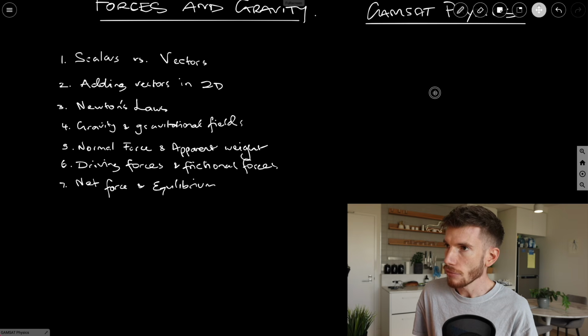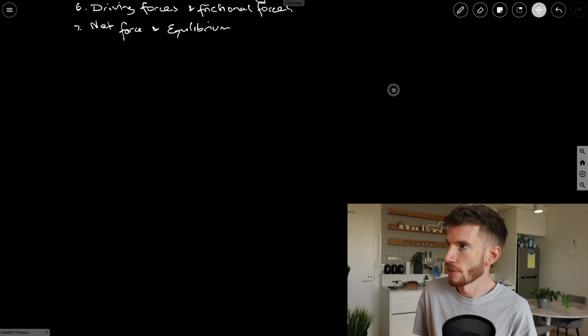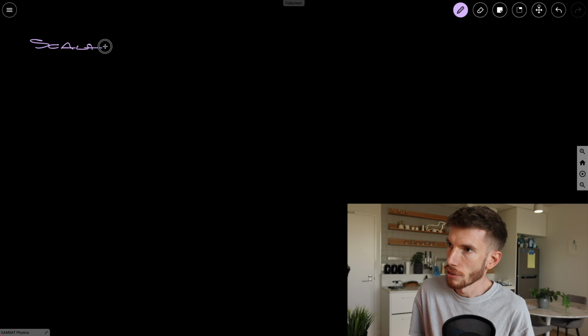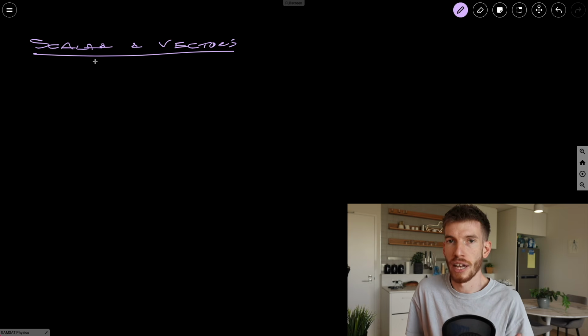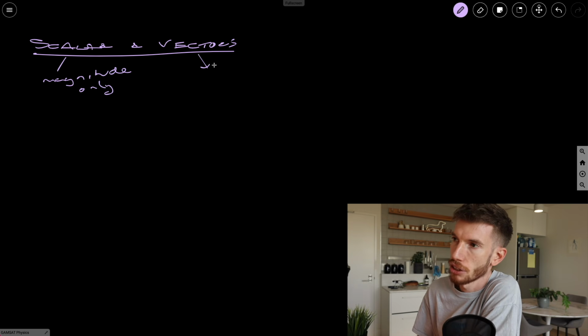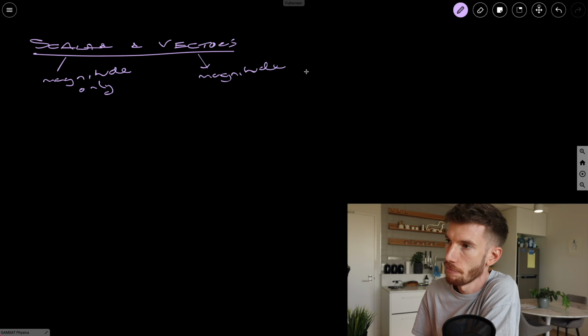So let's start with scalars and vectors. This is the very first thing we need to wrap our head around in physics. The idea is that these are looking at different quantities. Scalar quantities are quantities or values that only have a magnitude, right? So magnitude only. And vectors have a magnitude, but they also have a direction at the same time, and we have to be mindful of that. So, magnitude and direction.